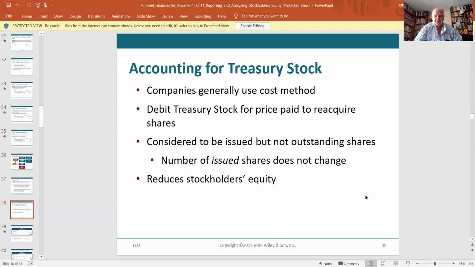Accounting for treasury stock. Use the cost method. You debit treasury stock for the price you pay. Treasury stock is a contra equity account, okay? It is an equity account that has a normal debit balance, all right? It's considered to be issued but not outstanding. The number of shares does not change, it reduces equity.